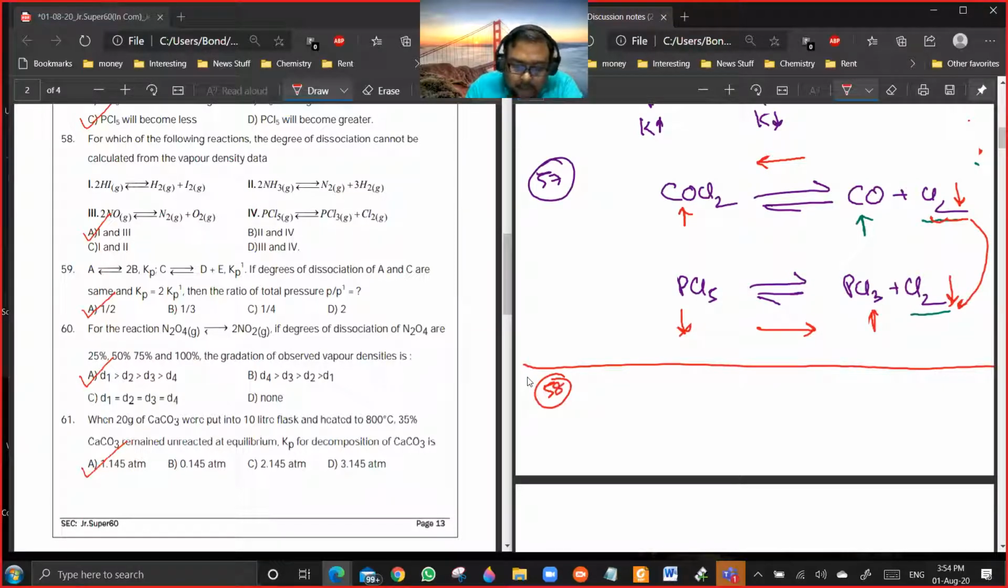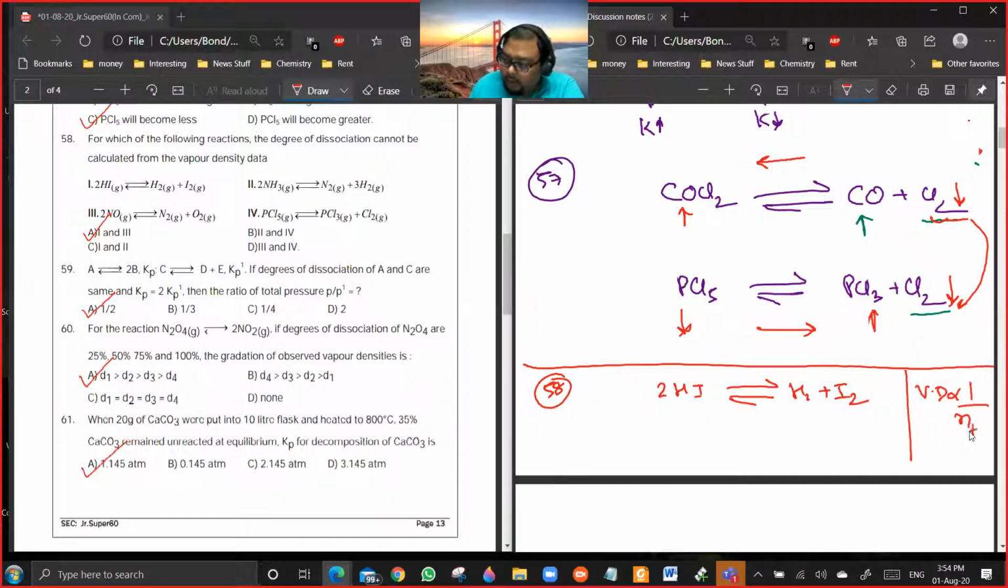Now it is saying that the degree of dissociation in which case cannot be calculated from the vapor density data. Suppose I am taking this reaction, 2HI giving H2 plus I2. When we discussed the vapor density concept, we said that vapor density should be inversely proportional to the number of moles. So if the number of moles is changing, then only you can find the degree of dissociation.